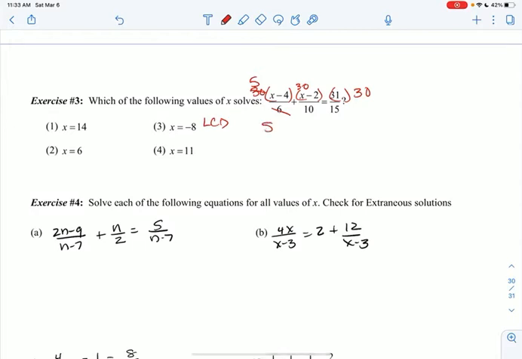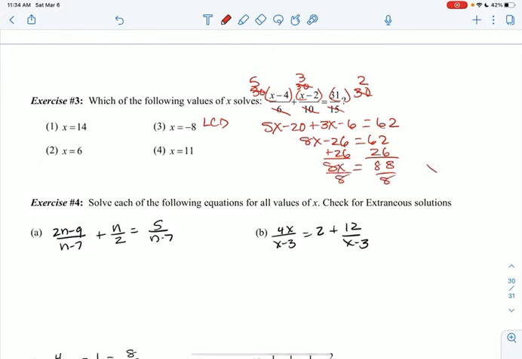5 times x is 5x. 5 times negative 4 is negative 20. 10 goes into 30 3 times. So you're left with 3. That 3 needs to be multiplied by the x and by the negative 2. And then 15 goes into 30 twice, and 31 times 2 is 62. I'm going to combine my like terms that are on the left, and I just have a linear equation, so now I'm just solving that. All right, so that's what we're doing on all of these. Divide by 8, and x equals 11.